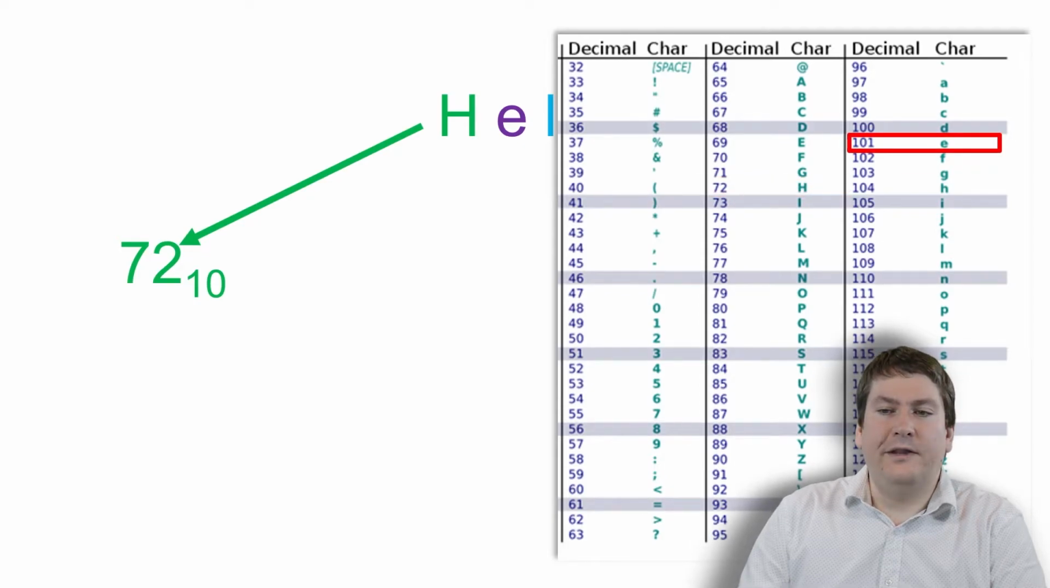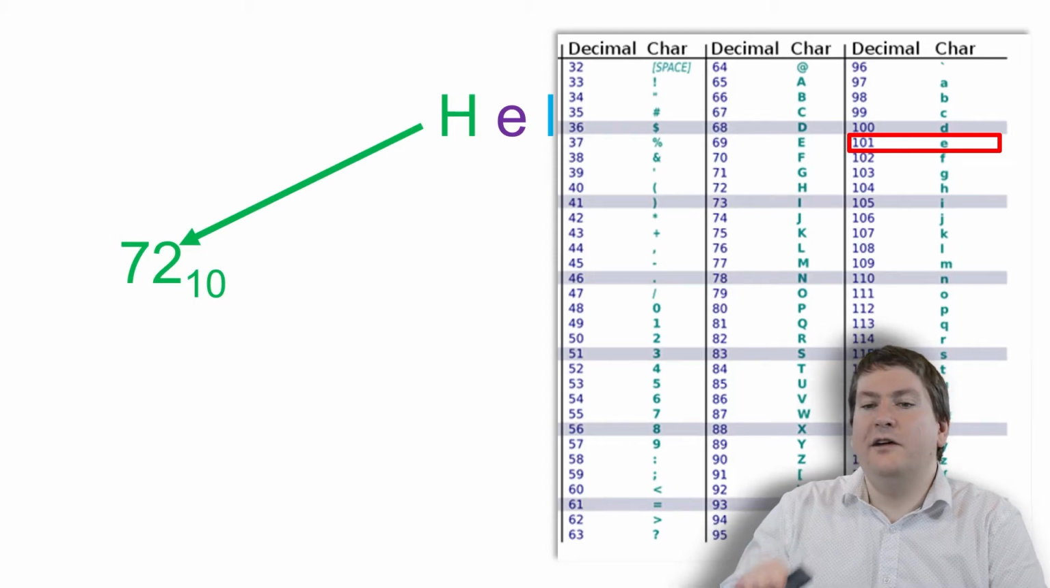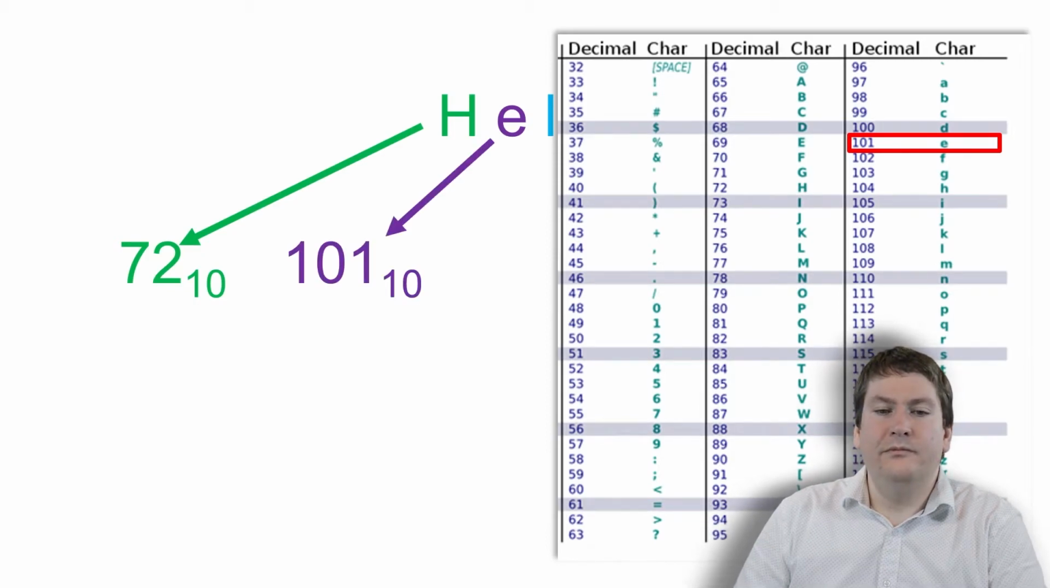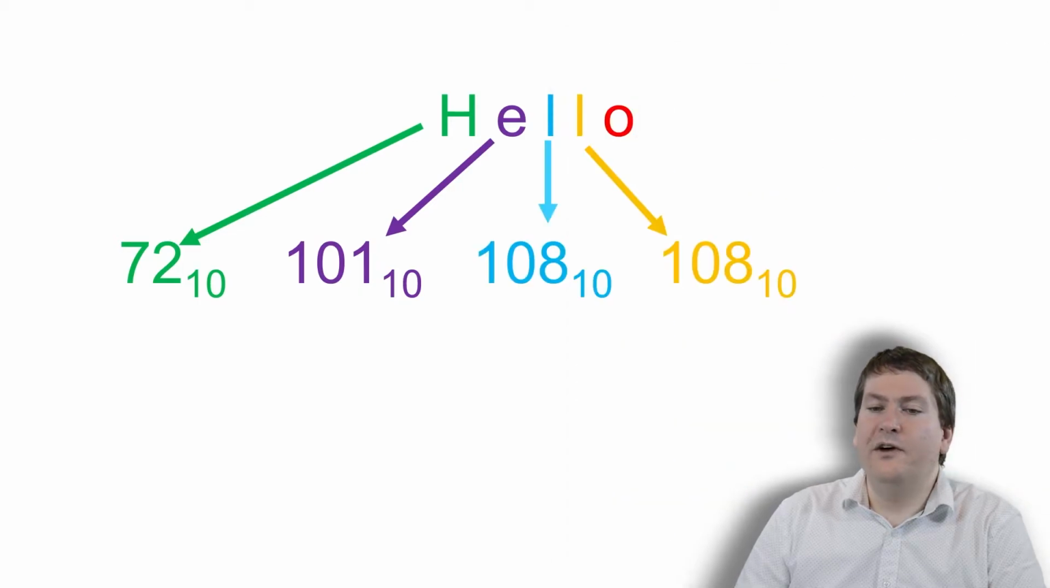So next we want to store the E. We look at our table and we look across and say lowercase e is 101 in decimal. So that's the next value we're going to store. And we do the same thing. We look at the L's. They're both 108 in the table. They're the same number because they're the same letter. And we get the O. That's 111.